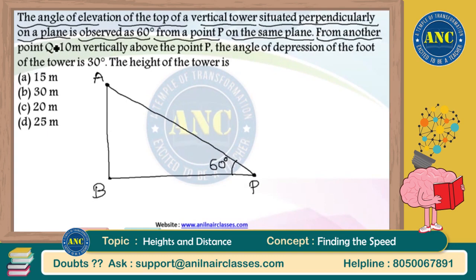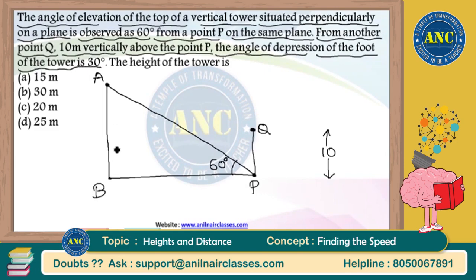From another point Q, 10 meters vertically above point P. That means there is another point Q, and the distance PQ is 10 meters. The angle of depression of the foot of the tower is 30 degrees. The foot of the tower is nothing but B, right? The angle of depression is 30. That means if I draw a horizontal line here, this particular angle is 30 degrees, or in other words, this particular angle is 30 degrees. That is the meaning of it.